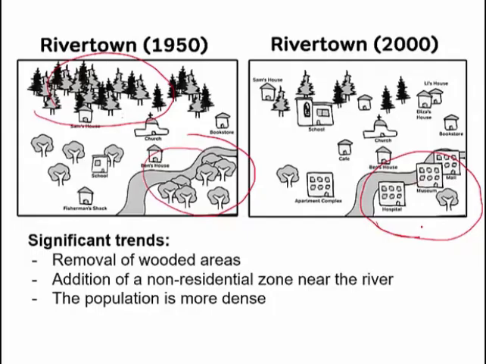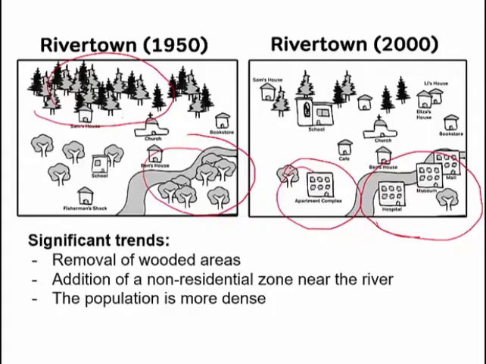The last thing, the population is more dense. Notice how, first of all, in year 2000, there's an apartment complex. That suggests there are quite a few people living there. Okay, it used to be a fisherman's shack over there in 1950. Now there's an apartment complex, and there are some more houses around. Okay, so we could say that the population is a little more dense in Rivertown in 2000 compared to 1950. Okay, these are the three major things I would point out. Maybe you found some other way to categorize these things. That's fine, but to me, these are the major trends that I notice.